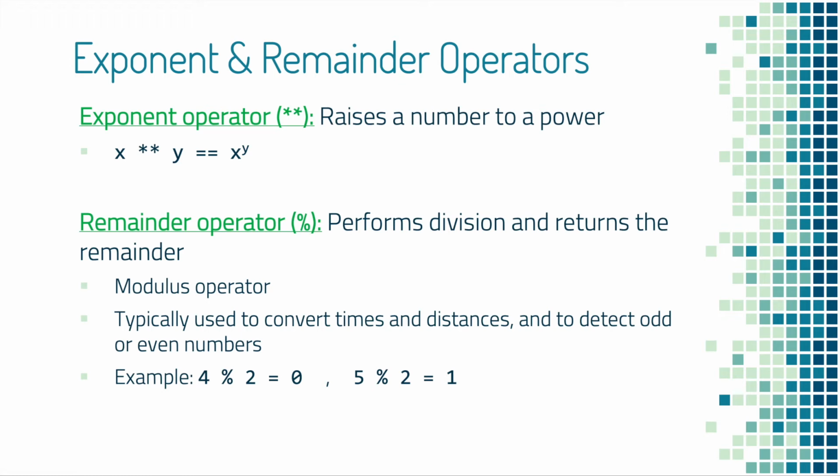For exponents, if we want to do x to the y, just like we did 2 to the 3, we use x with 2 stars and then the exponent we want to raise it to, so it's x star star y. The modulus operator is a very useful operator that returns the remainder. For instance, if we want to see whether 4 goes into 2 evenly, we do 4 mod 2, and if that's equal to 0, there's no remainder, so it's an even division. Same thing there: if we do 5 mod 2, 2 goes into 5 two times, because that's 4, and then we have 1 left over, so it equals 1.